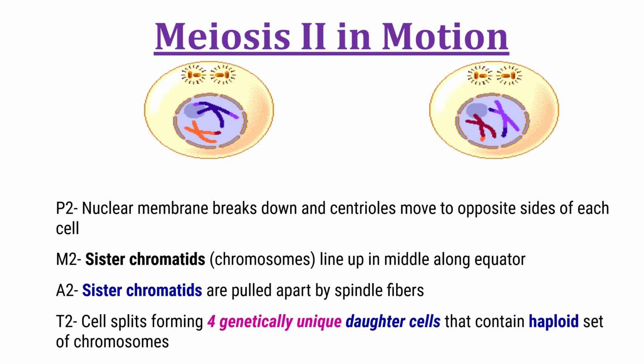And then in meiosis 2, again in prophase 2, the nuclear membrane is going to break down and the centrioles will move to the opposite sides of each cell. Metaphase 2, sister chromatids are going to line up in the middle along the equator. Anaphase 2, sister chromatids are pulled apart by spindle fibers, and then telophase 2, the cell splits, forming 4 genetically unique daughter cells that contain haploid sets of chromosomes. So again, haploid means half.